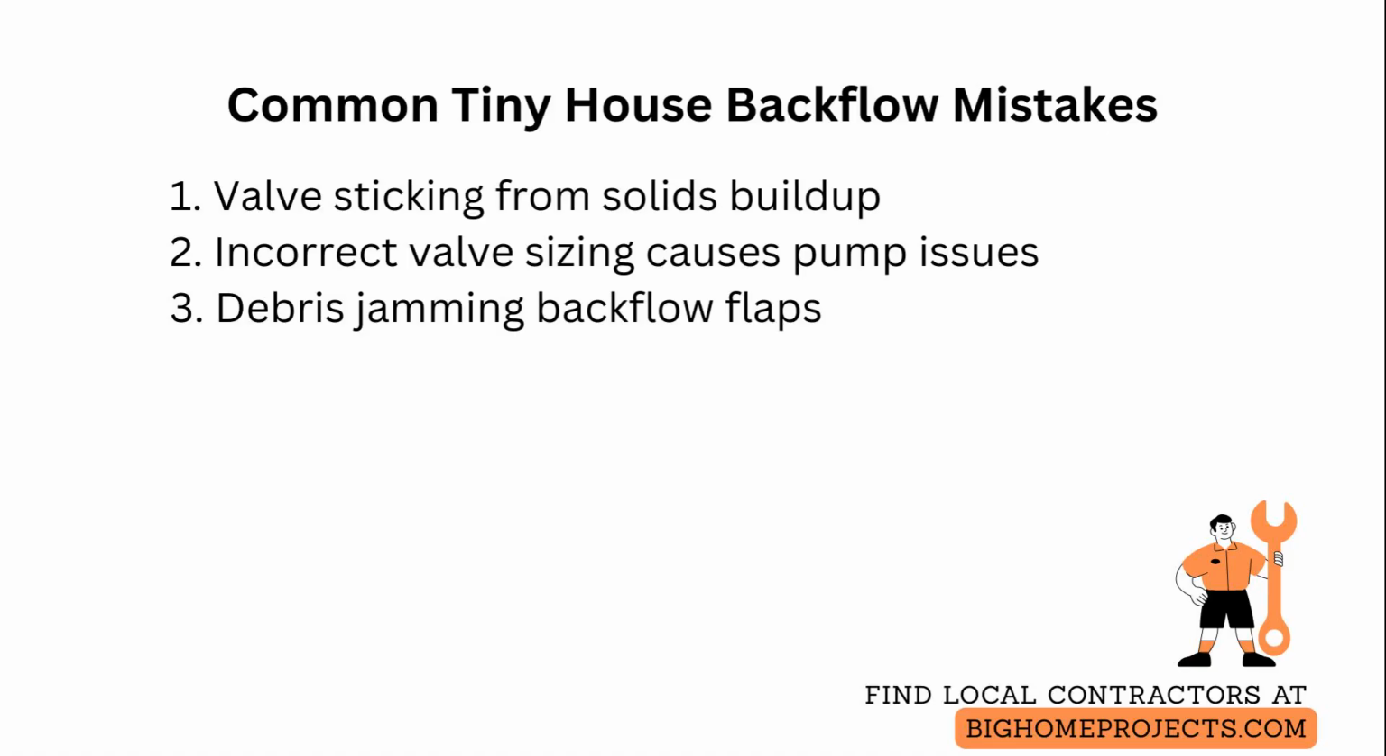Another frequent problem is incorrect valve sizing that causes pump cavitation or reduced flow, so confirm pipe and pump curves, and when in doubt, oversize the valve casing rather than undersize it to preserve pump life. A third concern is debris jamming backflow flaps or gates during storm events, so fit upstream debris screens, orient flap gates for self-cleaning when possible, and inspect after big storms to clear leaves and sediment.